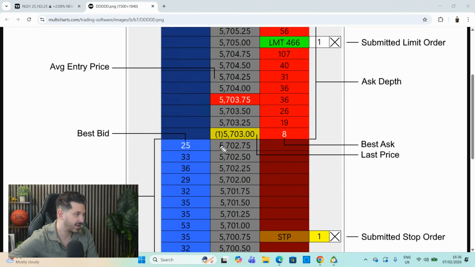And the same vice versa: if you hit sell, you get matched up with the next available buyer, which is 702.75. If you buy 30 right now, you're going to clear this level and you're going to take 5 from this level. So your average price is going to be slightly in between 75 and 50, maybe 65 or something, because you've taken a little bit off here and the majority off here. So you're going to have a tiny bit of slippage.